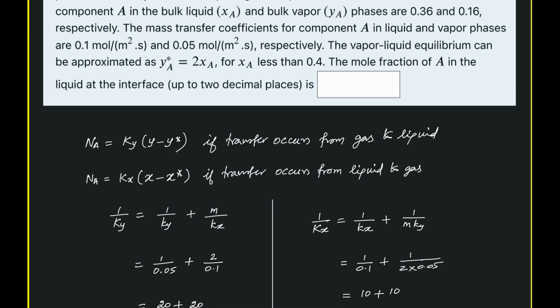Of course, 1 by capital Ky is definitely equal to 1 by small ky plus the additional term, and likewise 1 by capital Kx equal to 1 by small kx plus the additional term. Only understanding this additional term, whether to have m in the numerator or m in the denominator, you can try to understand in the way of y. This is your y. Here this is m, and 1 by kx is the resistance of the liquid phase.